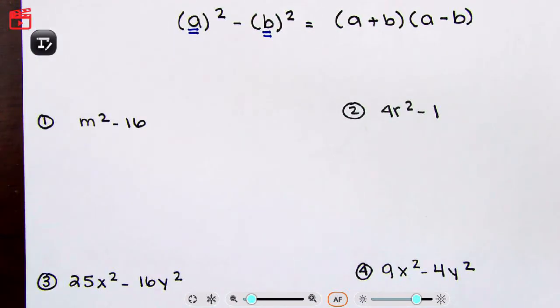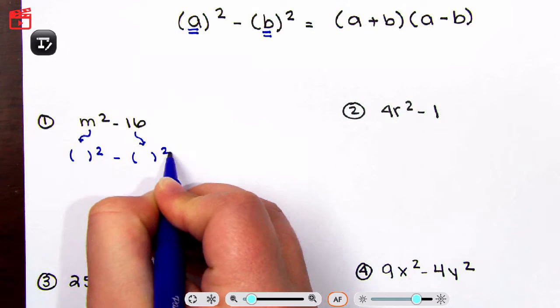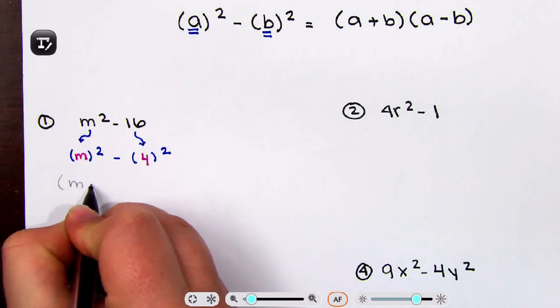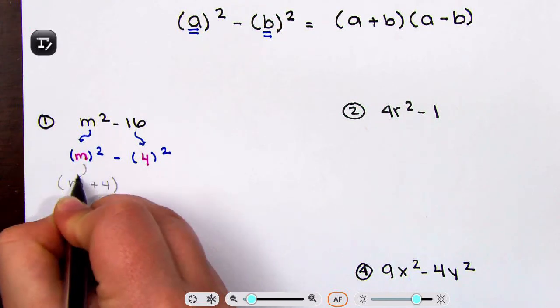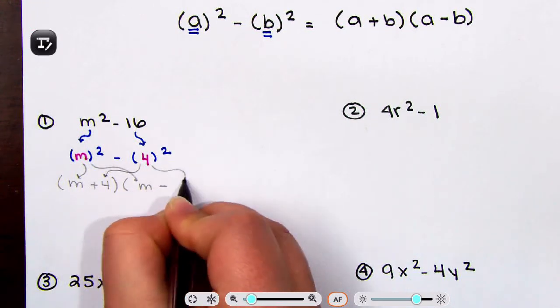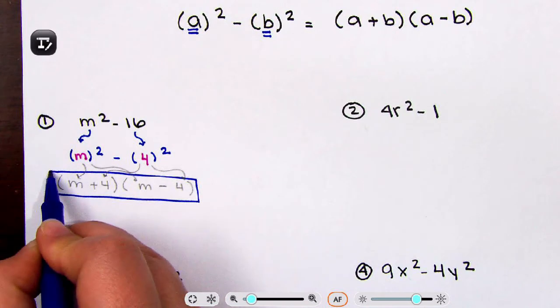For example number 1, can we rewrite this as something squared minus something squared? If we can, then we can have a perfect factoring of the difference of two squares. So in this case, I can have m in here because m squared is m squared. And then here I can have 4 because 4 squared is 16. Because I have it in this format, I can continue factoring as m plus 4, this is my a, this is my b, and m minus 4. And these right here are my factors of the given binomial.